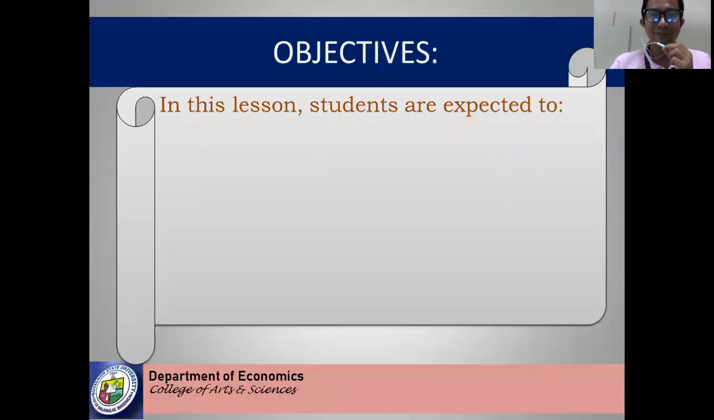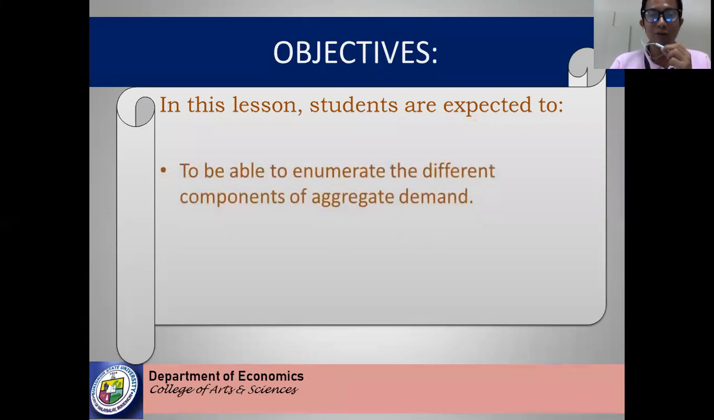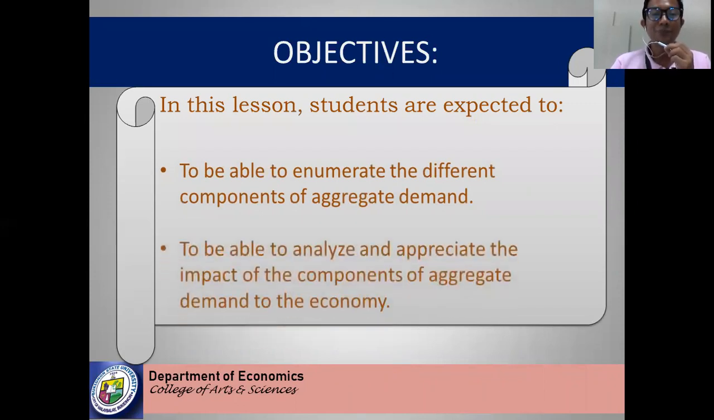In this lesson, you are expected to be able to enumerate the different components of aggregate demand, and you are expected to be able to analyze and appreciate the impact of the components of aggregate demand to the economy.